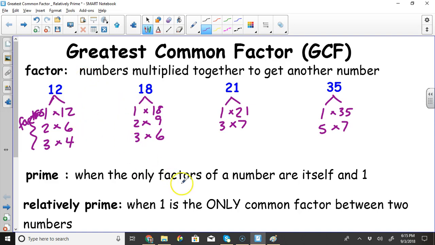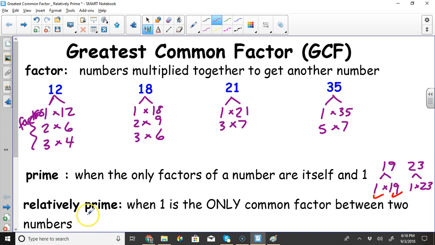All right, so let's see, prime. Prime numbers are when the only factors of a number are itself and 1. So, for example, the number 19. What are the only 2 numbers that multiply together to get 19? 1 and 19. Or how about 23? Yep, 1 times 23. Those are the only pair of numbers that multiply together to get that number. So when the only factors of a number are itself and the number 1, those numbers are considered prime.